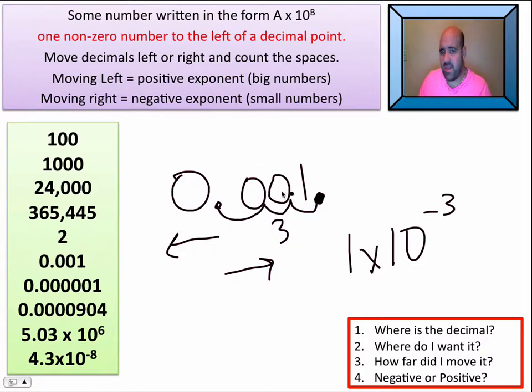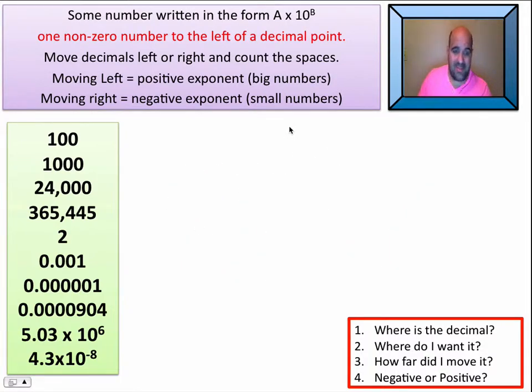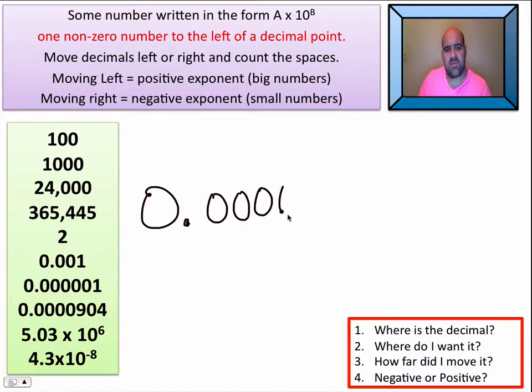Whenever you have a small decimal number and you're moving the decimal to the right, we have a negative exponent over here. So this number, 1 times 10 to the negative 3rd, is the same as this number right there. And to do another example, 0.000001. The decimal's here.